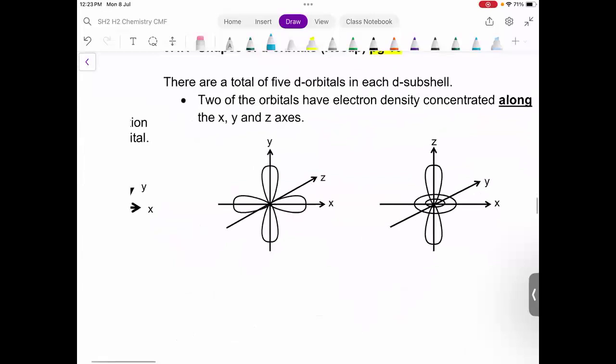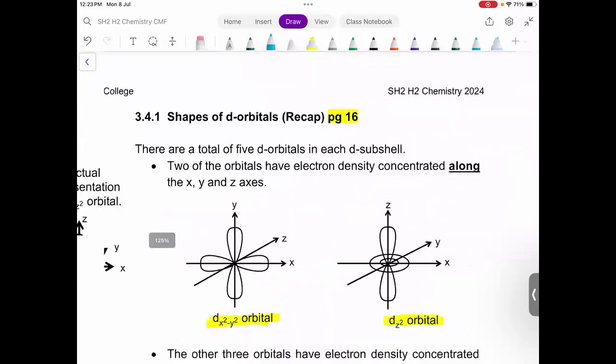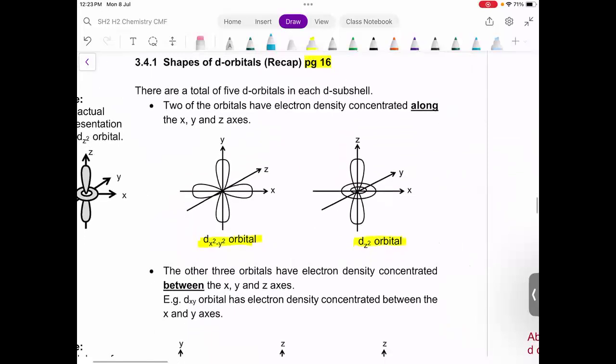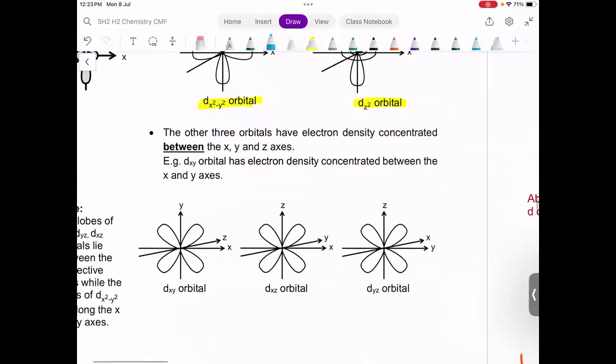So on page 16, we are recapping the different shapes of the d orbitals. This is in your syllabus, you must know how to draw them. The xyz axes must be there. You have dx square minus y square, meaning the lobes are along the x and y axes. dz square has its lobes along the z axis. Then for dxy, dxz, and dyz, the lobes are in between the axes.